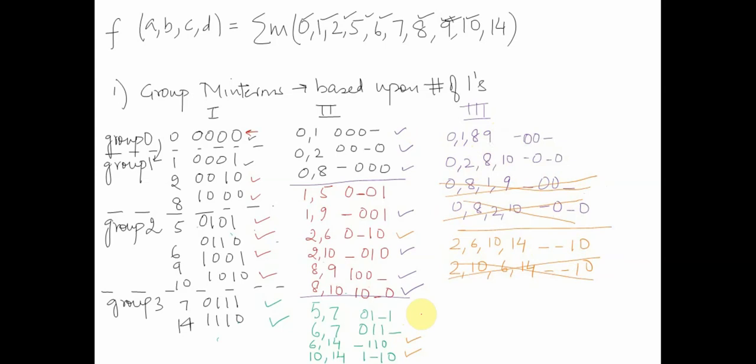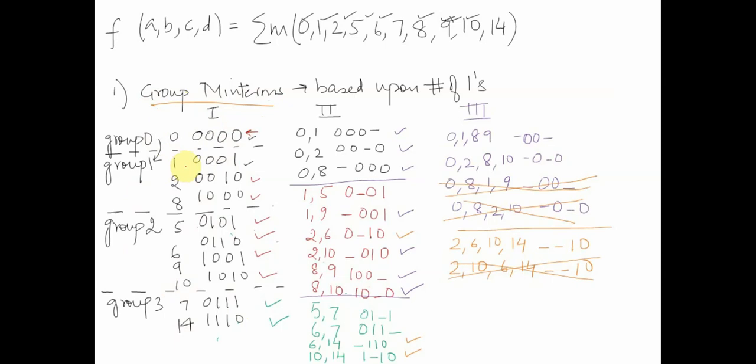So what we did, just to reiterate the steps, right? First, the number one step was we grouped minterms based upon the number of ones in the term. We created multiple groups in increasing order of number of ones. Group 0 had 0 ones, group 1 had 1 one, group 2 had 2 ones, and group 3 had 3 ones.